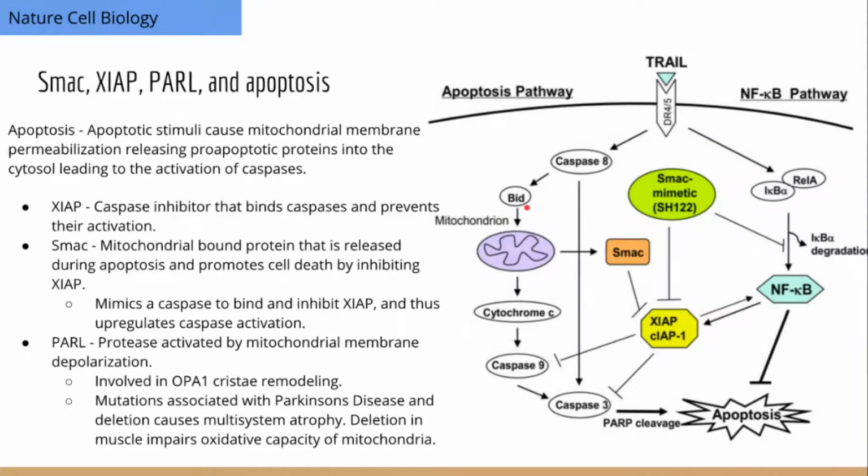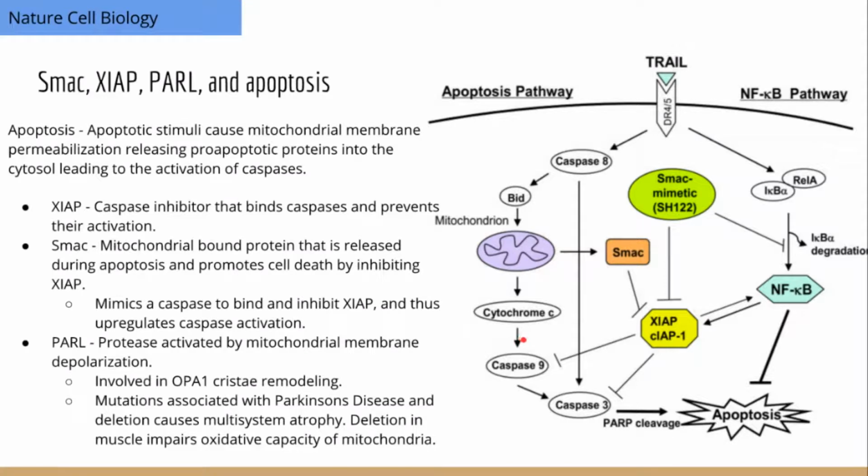When BID gets cleaved, it dissociates from cytoskeletal components and translocates to the mitochondria right here, where it promotes the oligomerization of BAX and BAK, which forms a pore in the outer mitochondrial membrane called the MOMP, M-O-M-P, the mitochondrial outer membrane pore. This pore releases a toxic cocktail of proteins into the cytosol, and two very critical proteins that are released by the MOMP are cytochrome C right here and Smac.